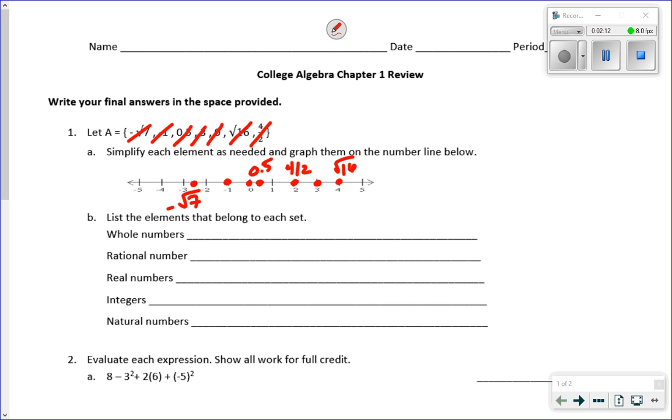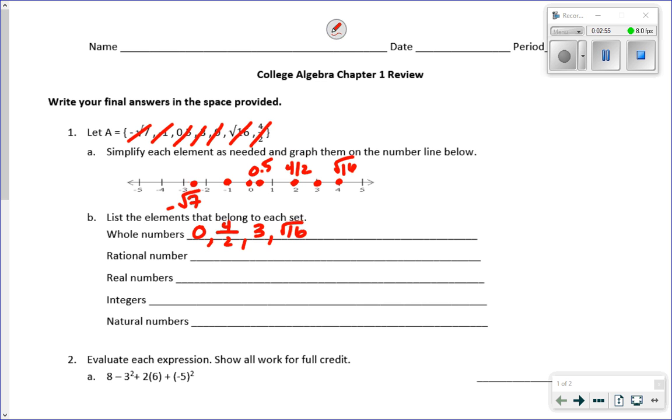All right, and then part B, we're using those same numbers, and we need to list the elements that belong to each set. So my whole numbers, I need to pick which of those that I just plotted are whole numbers. So whole numbers, again, are the numbers starting at 0, all the positive counting numbers. So negative square root of 7, not a whole number. Negative 1, not a whole number. But 0 is a whole number. Okay, 0.5 is not. 4 over 2 is a whole number when it's simplified. 3 is a whole number. And the square root of 16 is a whole number when it's simplified. So those are the numbers that should be listed there.